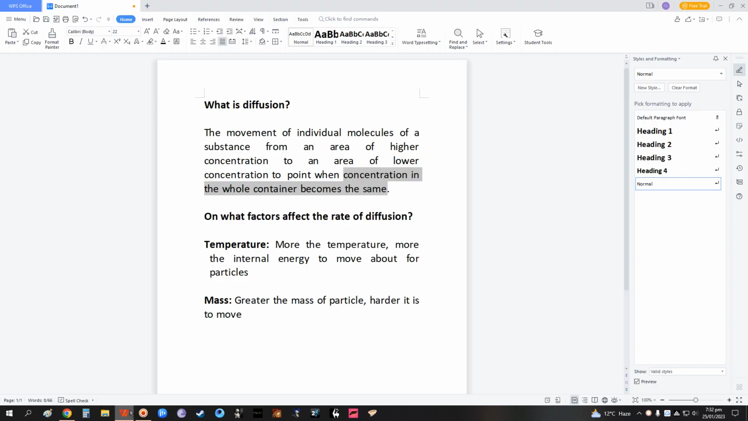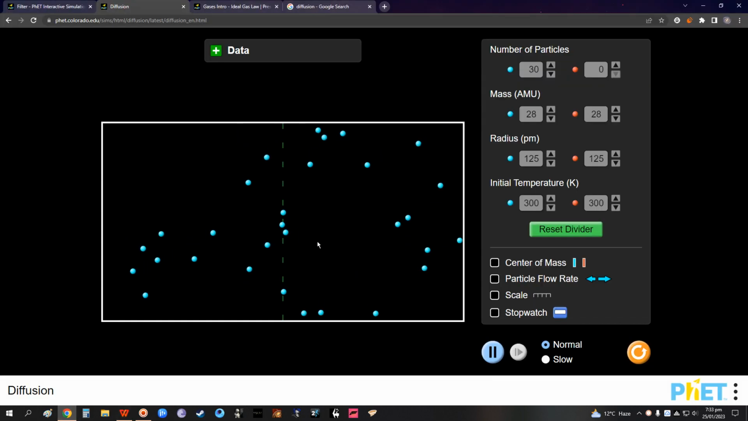So let's get back to the question. The second question we should be asking: on what factors does the rate of diffusion depend, right? So number one is temperature. So the more the temperature, definitely the gas particles will have more internal energy and they will move more freely. Compared to that, the effect of the mass can be put together like: the greater the mass, since the particle is going to be bigger, it is going to be harder to move about, right? So we're going to experiment with these two factors in the simulator. Let's get back to it.